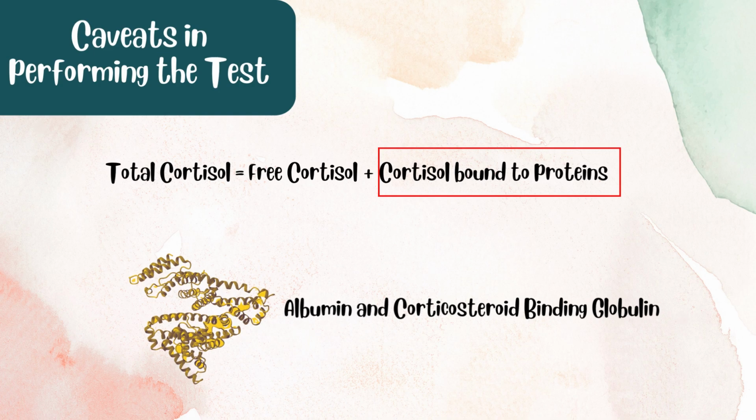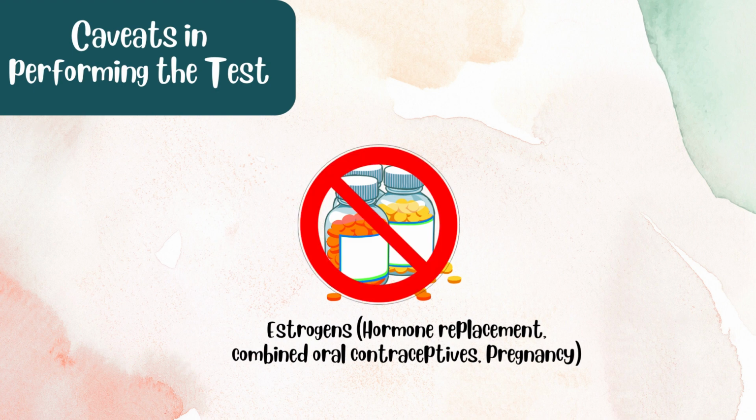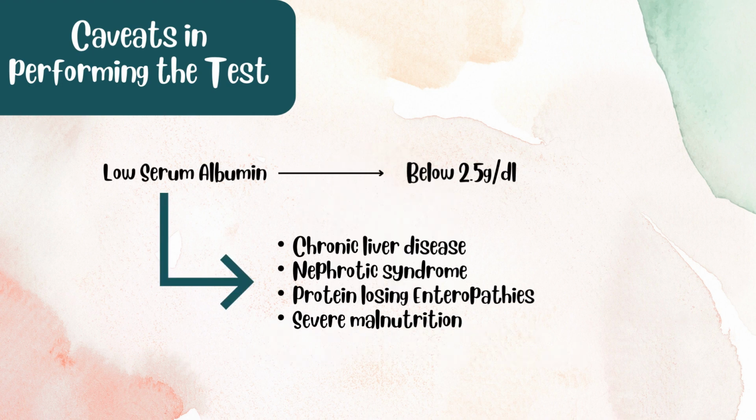For example, oral estrogen increases corticosteroid binding globulin, which results in the elevation of total cortisol levels. The mechanism is beyond the scope of this video. Furthermore, patients with low serum albumin, usually below 2.5 grams per deciliter, will have low total cortisol. This is because albumin is a major binding protein for cortisol.